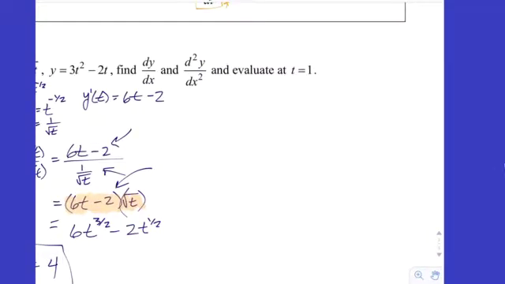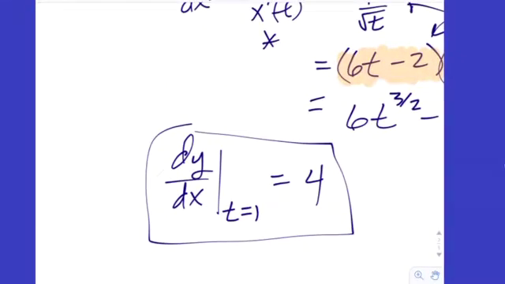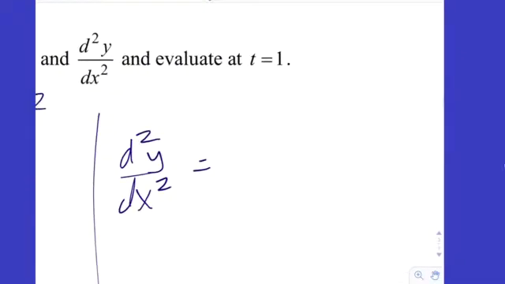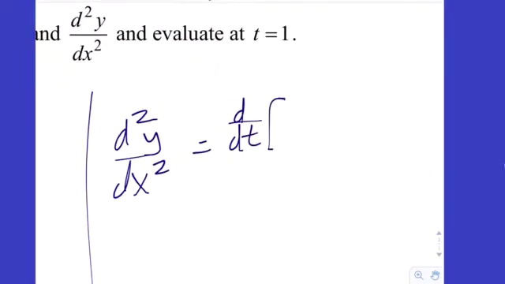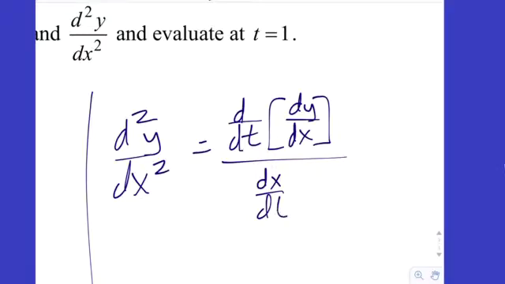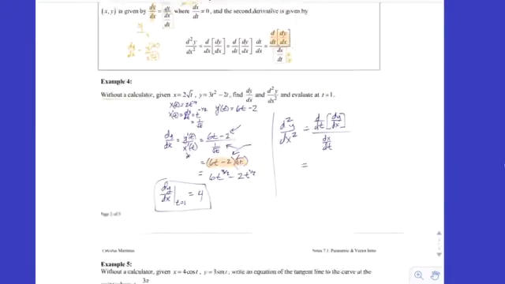Okay, the second derivative. So here we go. The second derivative of y with respect to x is just the derivative of dy/dx. So I'm going to go ahead and write that. It's the derivative with respect to t, right? If you look up here, it's the derivative with respect to t of dy/dx. And then we have to divide it by another what? Yeah, dx/dt.